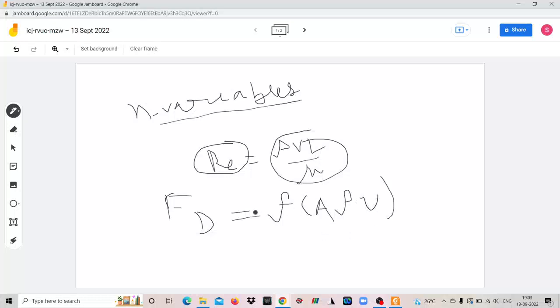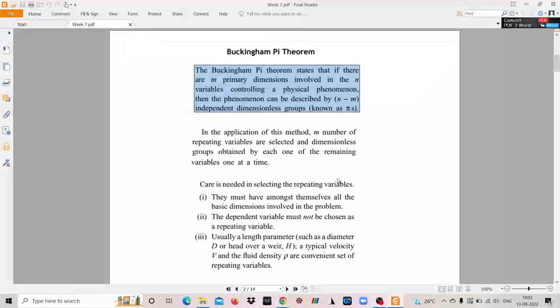So in this particular problem, how many variables are there? 1, 2, 3 independent variables and 1 dependent. So the total number of variables is 4. Now, if you look at the Buckingham Pi theorem, what does it state? It states that if there are n variables which are controlling a physical phenomenon, and out of these n variables there are m primary dimensions.